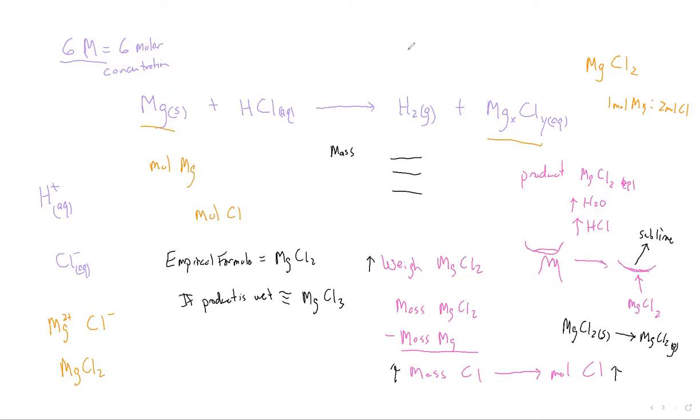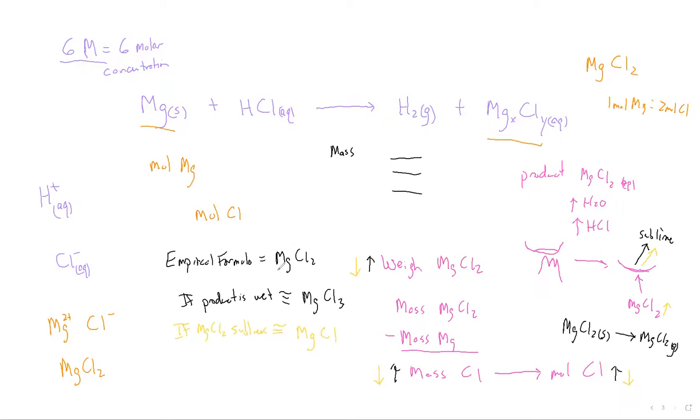However, what happens if we sublime it? If we sublime it, and then we lose our product, so the weight of the product is going to be low. If the weight of the product is low, then when we subtract the magnesium, the mass of the chlorine will be low, and then the moles of the chlorine is going to be low. And so if magnesium chloride sublimes, then the empirical formula might be too low. It'll be on the lower end, right?